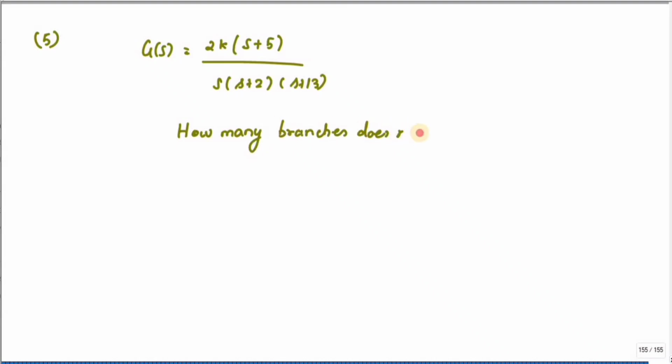I am Dr. Vinod. So the first question is G(s) = 2K(s + 5) / (s(s + 2)(s + 13)). They are asking how many branches the root locus has.